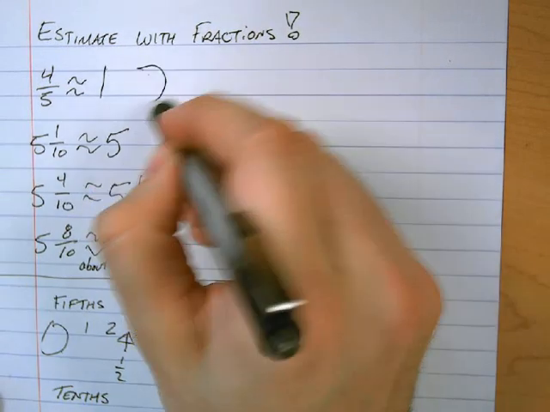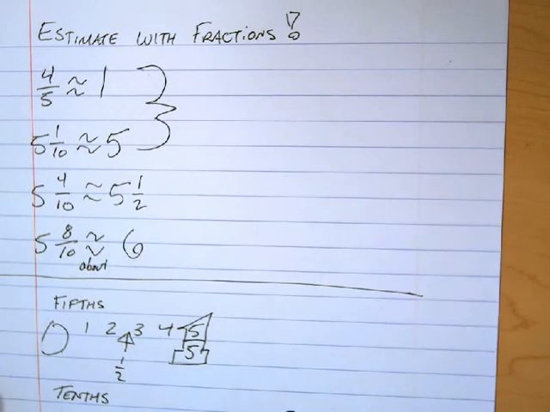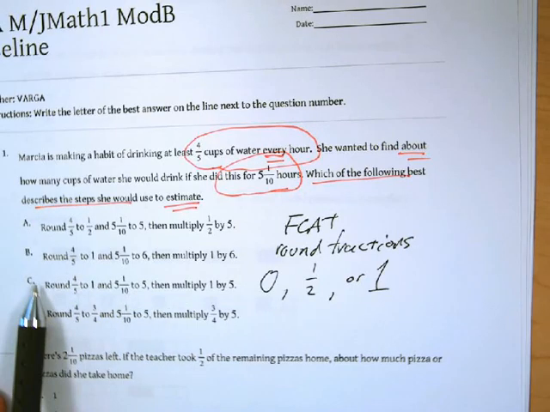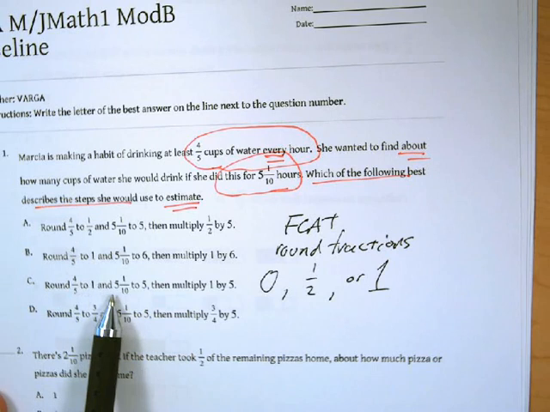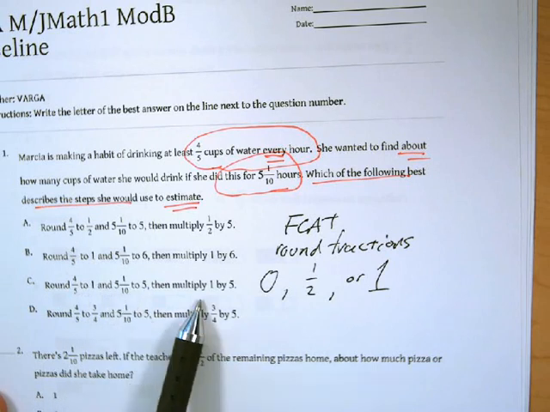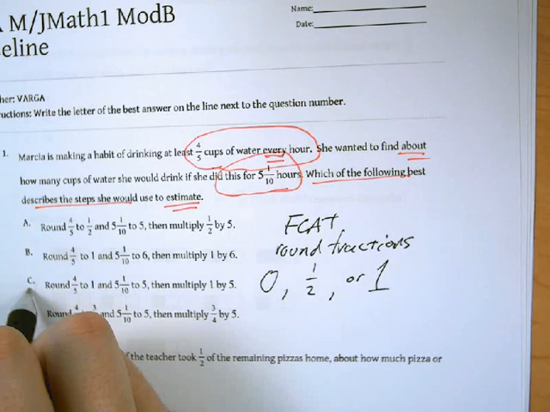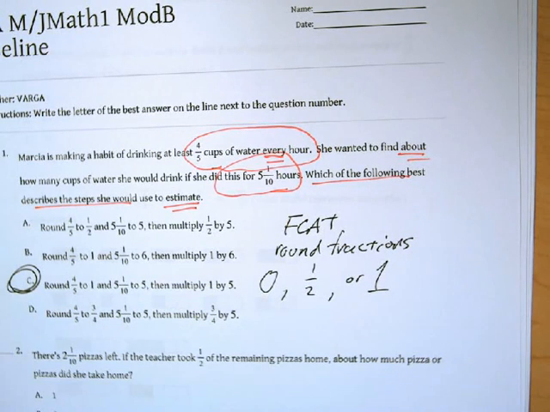So let's go back to our problem here. For our problem, we needed these two. We rounded 4/5 to 1 and 5 1/10 to 5. If I look on here, I'll notice on C, round 4/5 to 1 whole, round 5 1/10 to 5. And they all say multiply. So I know the correct answer is C.